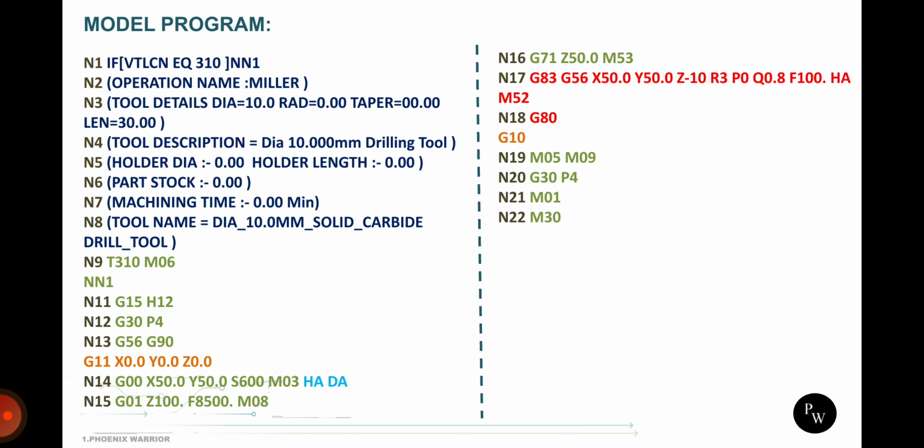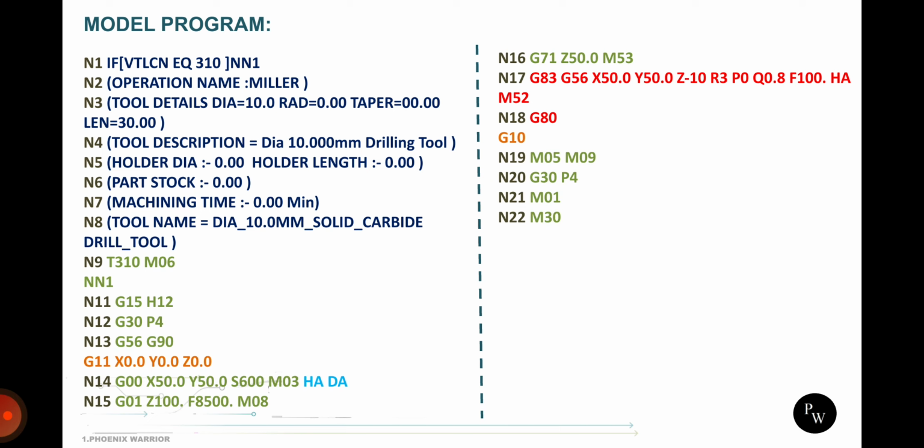After that, G15 H12, the work coordinate system selection and its work coordinate. After that, the basic command for the reference return for avoiding collisions. Then G56 is a positive Z angle, and G90 is the absolute command. After that, the datum shift, which is not generated by the CAM software; it is manually input into the program.